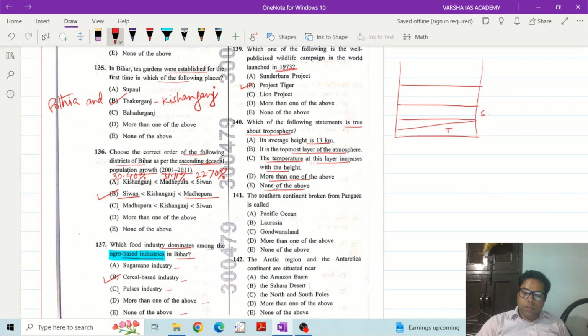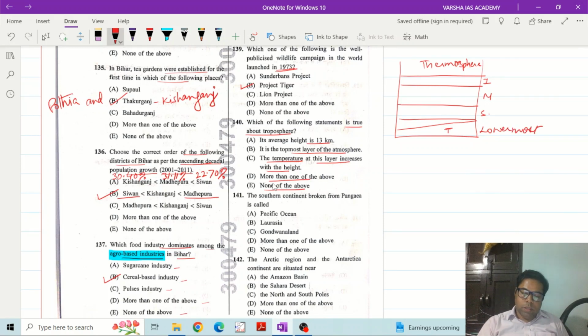This is the stratosphere, this is the mesosphere, this is the ionosphere, and this is the thermosphere. Or this whole is the thermosphere, and the ionosphere is a part of the thermosphere. So this is the first layer. It is the lowermost layer, confined to the surface of the earth.